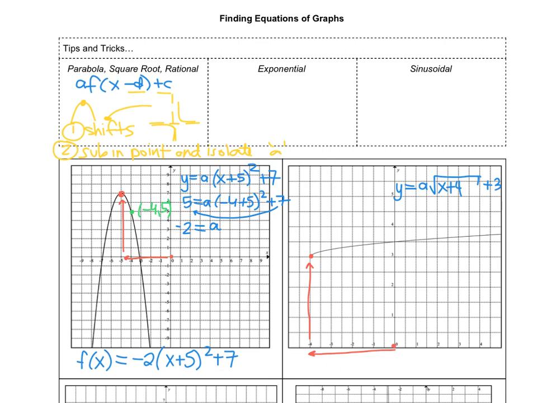Now, if I look at my square root, it is going towards the right, which means it has not been reflected over the y-axis. If it had been reflected over the x-axis, that's not a big deal. That would come out when I solve for a, just like with the previous parabola. It was reflected, but when I solved for a, I found that negative value.